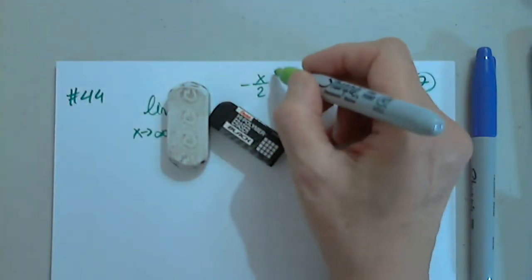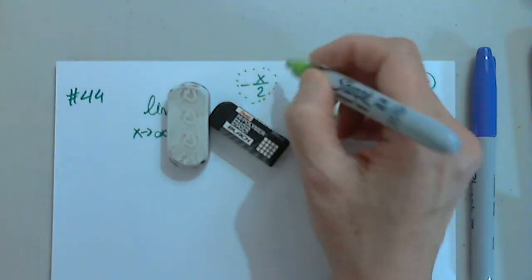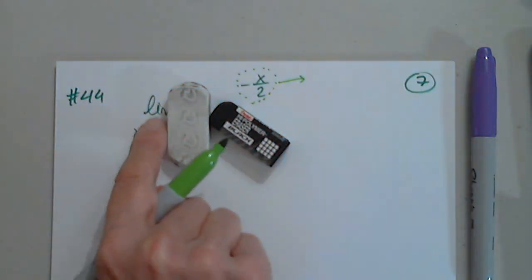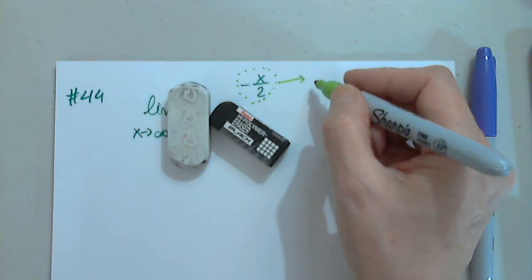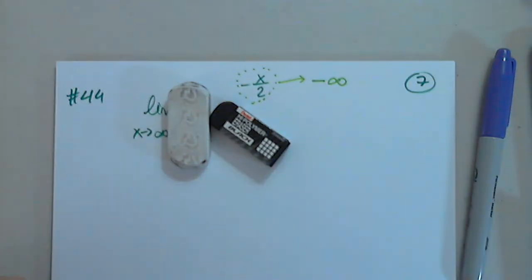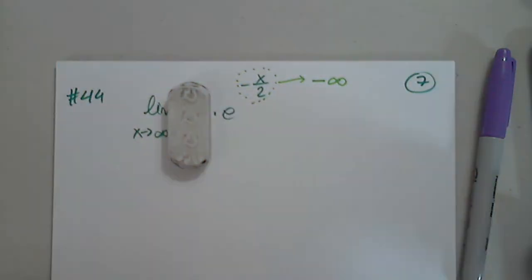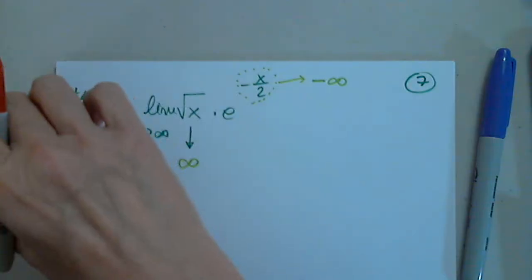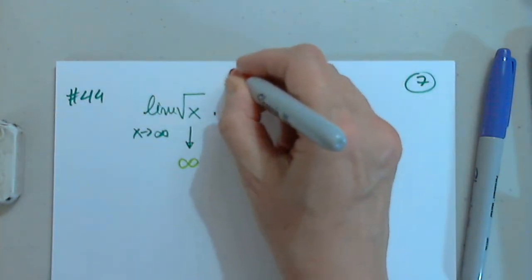So just tell me, where is this going when x approaches infinity? Anyone? Negative infinity. Thank you very much. You're just trying to torture me? No, I'm just kidding. So now I would like someone to tell me, where is this going?